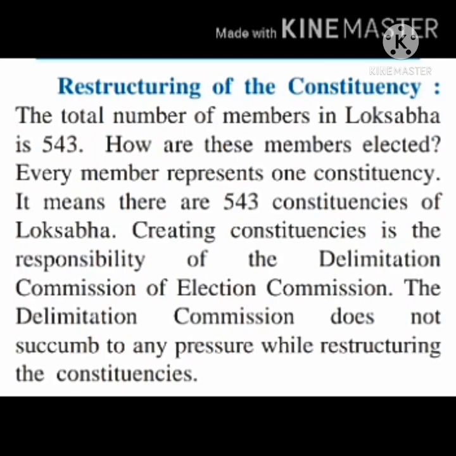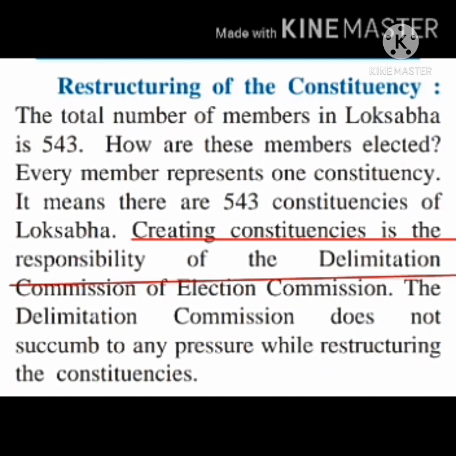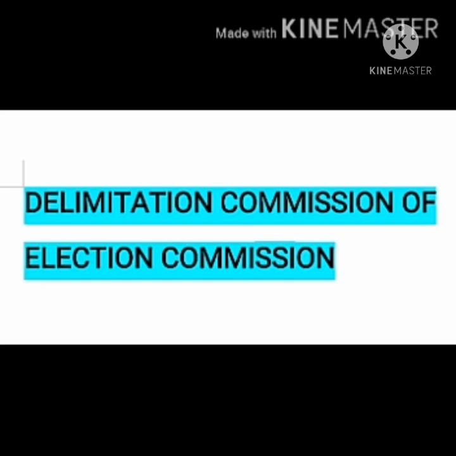Now let's learn the restructuring of the constituency. We have already learned what is constituency. There are total 543 members in Lok Sabha. Every member represents one constituency. It means there are total 543 constituencies of Lok Sabha. Creating constituencies is the responsibility of the Delimitation Commission of the Election Commission. Delimitation Commission prepares the constituency.